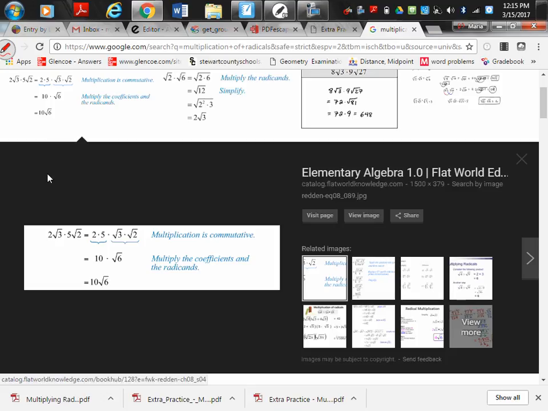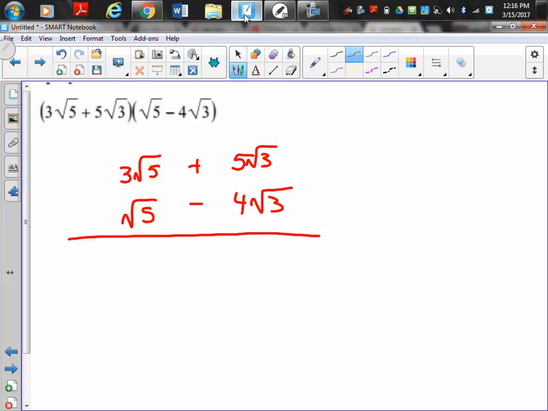You look here, you multiply your coefficients. So the 2 and the 5. And then you multiply what's under the radicals. And then simplify. So we multiply your coefficients, then multiply what's underneath the radicals. So let's go back over here and look at our problem.